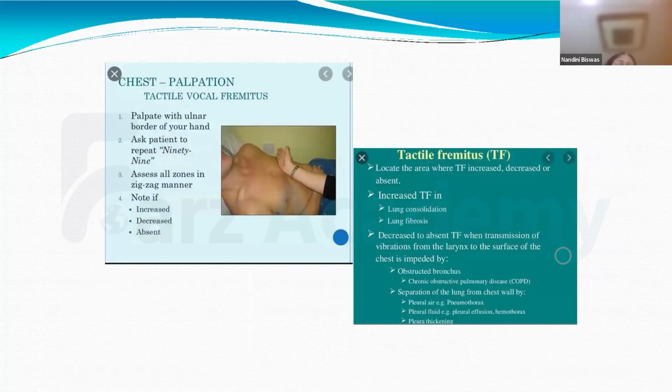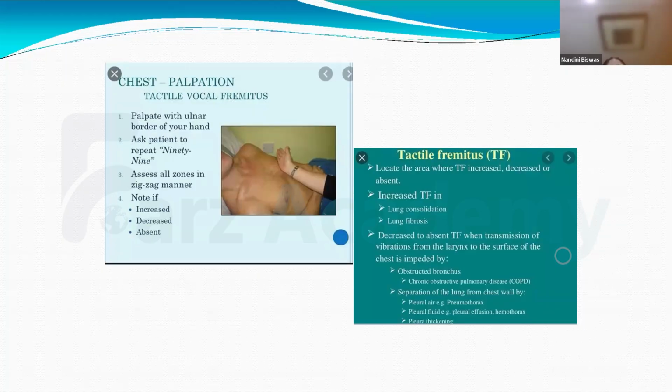So, palpation, then you have the tactile vocal fremitus. Now, the tactile vocal fremitus is examined with the ulnar side of your hand. You might choose to do tactile vocal fremitus and vocal resonance both. I would advise you to do one of the two because it's a question of time and you need to examine the patient in 6 minutes, and then the rest 4 minutes are to present your findings, mention what your impression is, and for cross questioning as well.